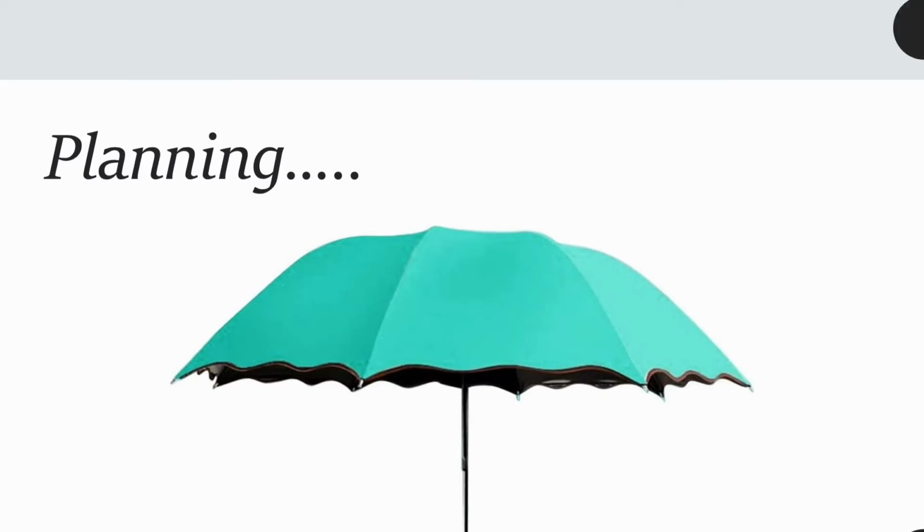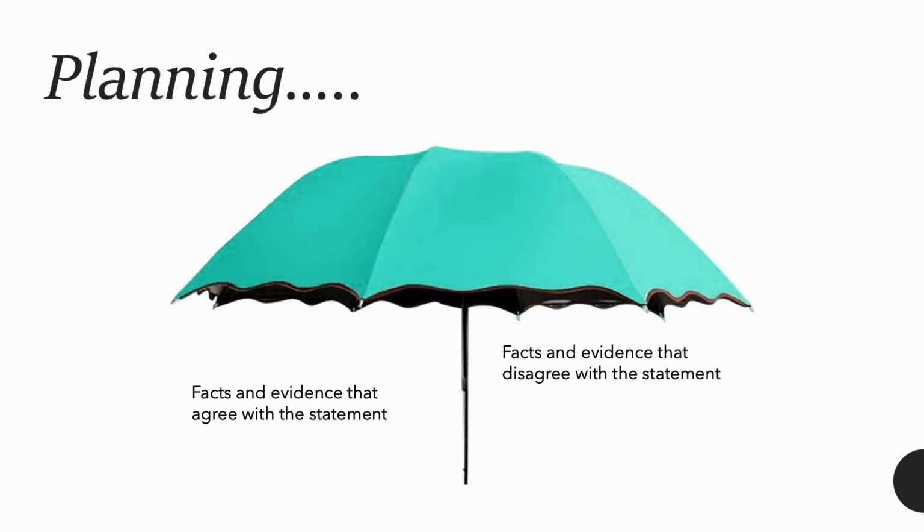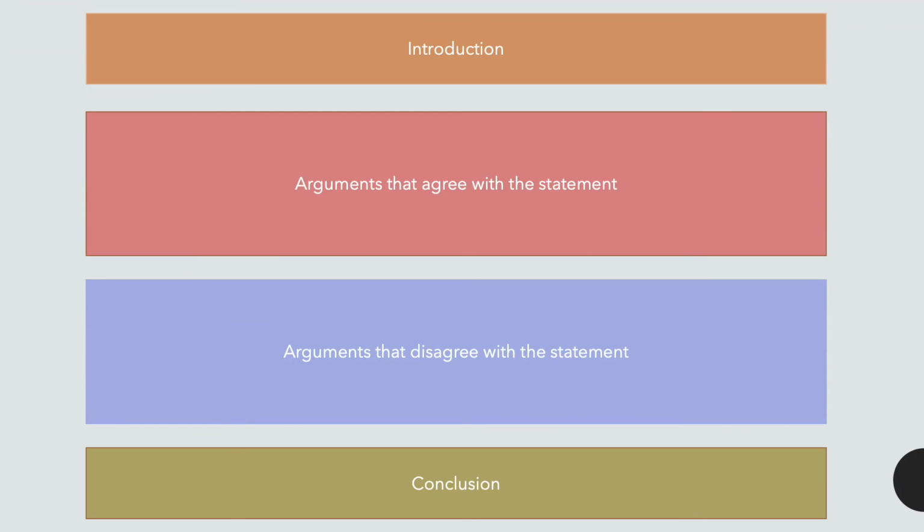The planning stage of my essay structure would have looked something like this. So I would just look at the question and list all the arguments which agree with the statement and the arguments that disagree with the statement. I would then see which side sounds more convincing and form my conclusion on that basis.